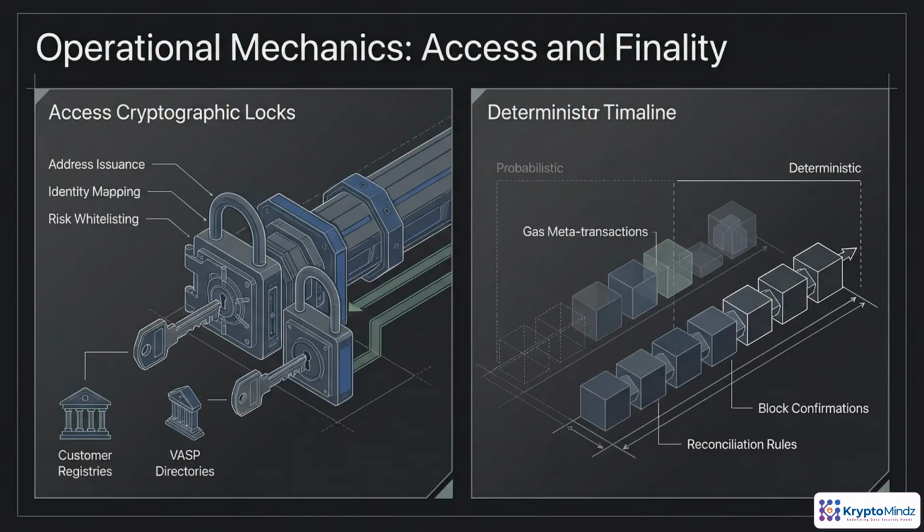When we talk about on-chain operational mechanics, 2 big questions matter. Who is allowed to move value, and when is that movement truly final? Access is governed by cryptographic controls. Institutions issue addresses, map them to verified customers, and maintain risk-based whitelists and blacklists, often via shared registries and VASP directories. If a key isn't associated with a permitted identity, the payment doesn't go through. Finality comes from the chain's confirmation process. Transactions move from probabilistic to effectively irreversible as blocks are added, following clear reconciliation rules your operations team agrees on in advance.